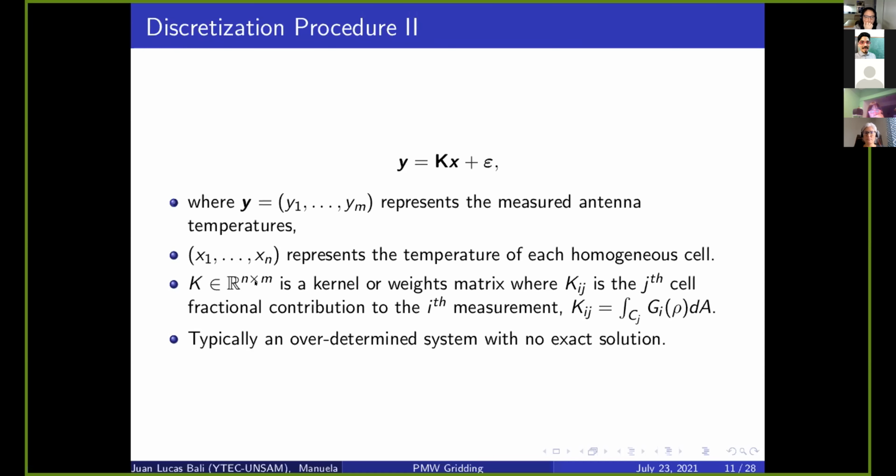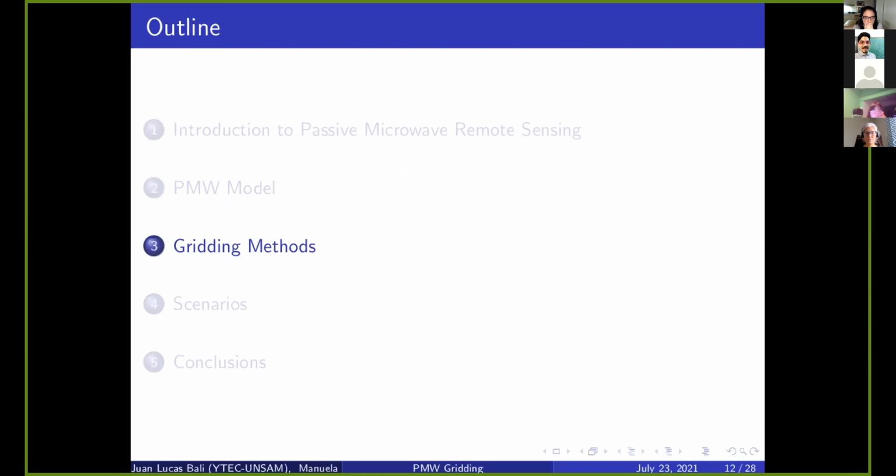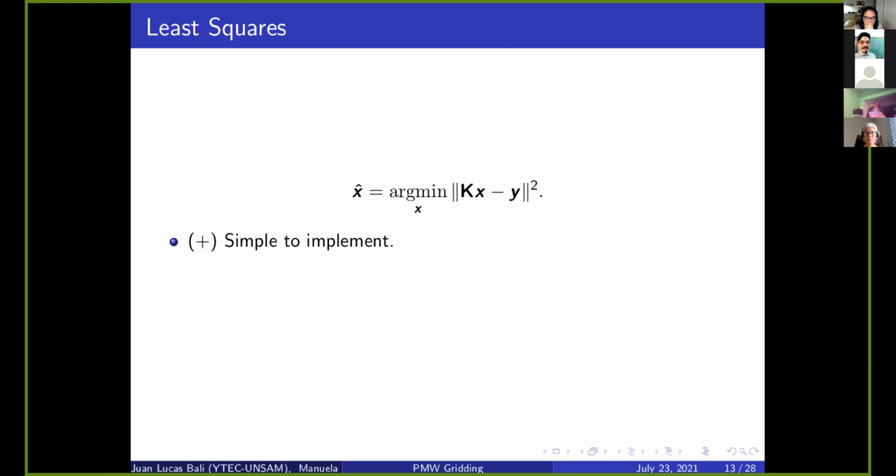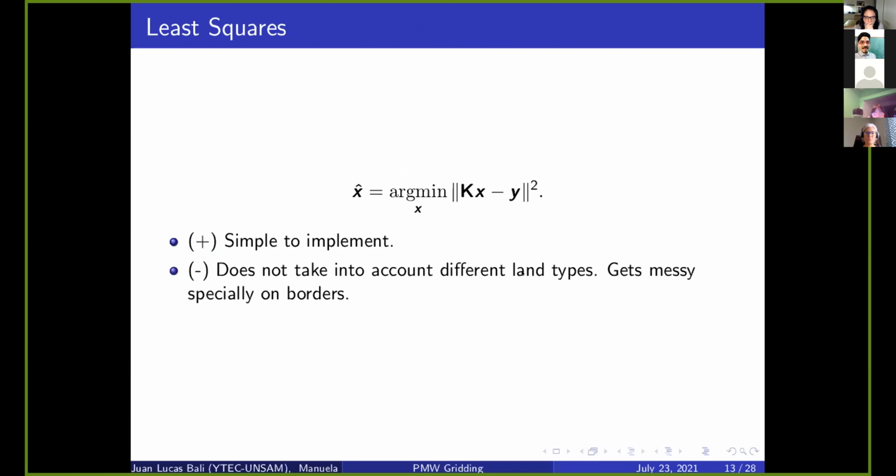Well, this problem is usually overdetermined and has no exact solution. So we'll now present different gridding methods that allow you to reconstruct the brightness temperature. The simplest one is least squares. Essentially, it minimizes the squared difference between Kx and y. Very simple to implement, very canonical, but it has some problems.